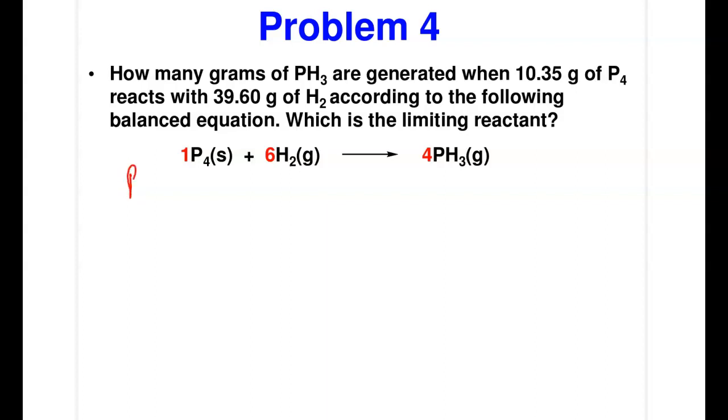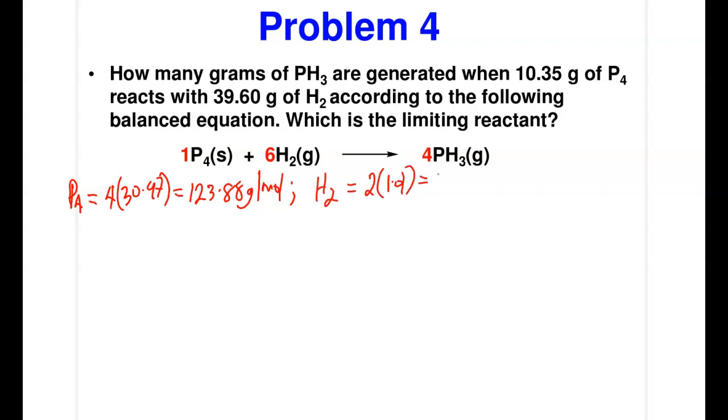Now, P4, of course, will be, let me move it a little bit back because I've got some space now. P4 will be equal to 4 times 30.97 grams. So this will give us 123.88 grams per mole of this one. Then, of course, the next one, hydrogen, we did it earlier, but it's just 2 bracket 1.01. This will give us 2.02 grams per mole.